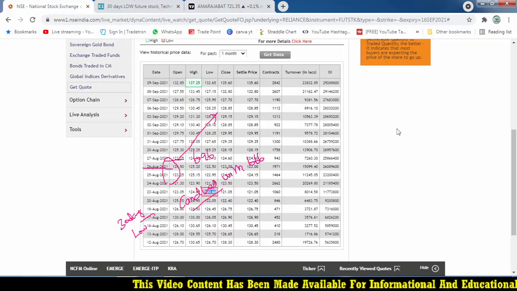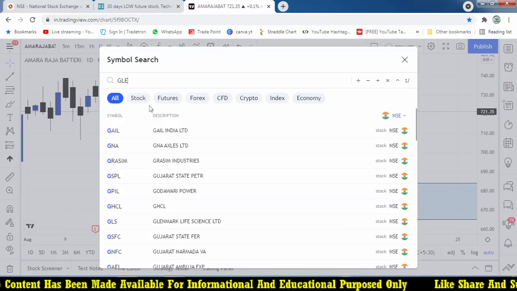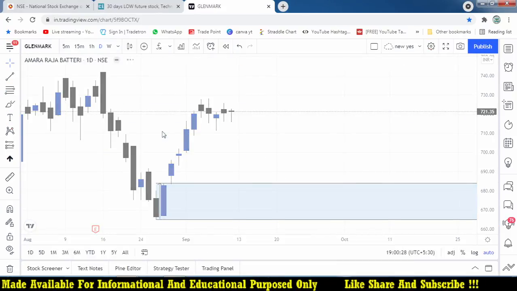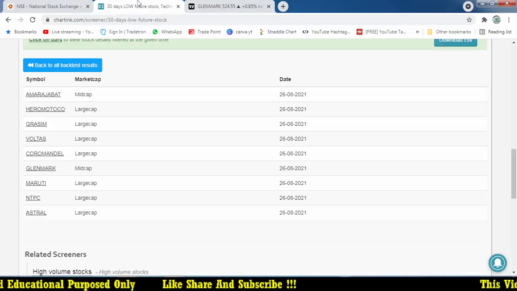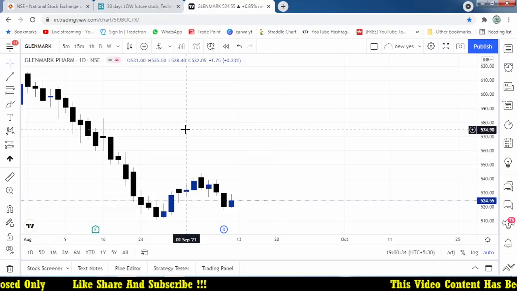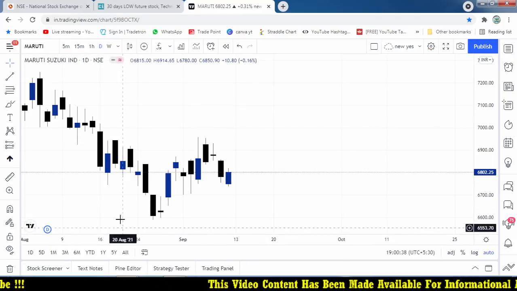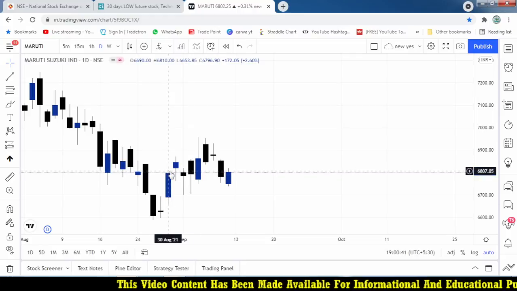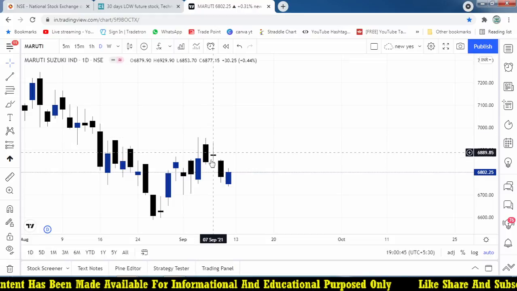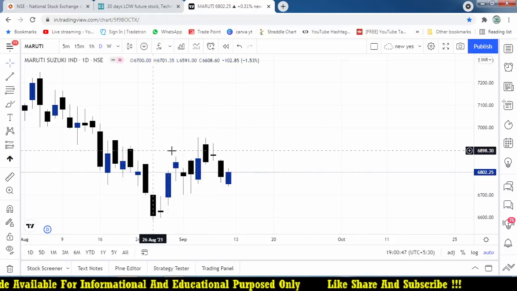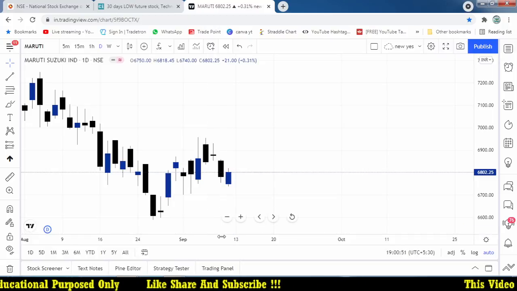And Glenmark, let's go for Glenmark. I hope you got the point I'm discussing with you. Again, this is the entry point we already saw. Glenmark, Maruti, it's a new one. Maruti Suzuki, I think this is the entry point at 6,800 and it moves to 6,950. There is a buying opportunity at a very low-risk point with simple coding.